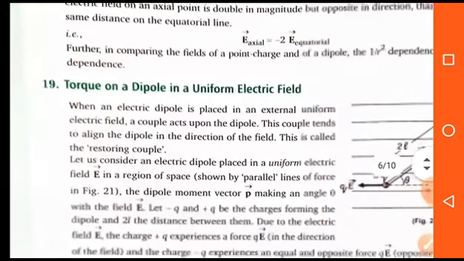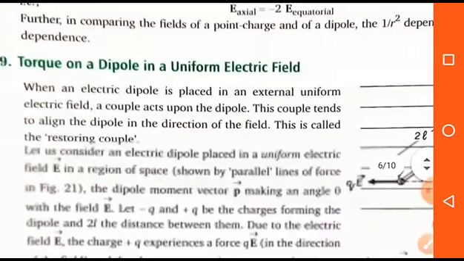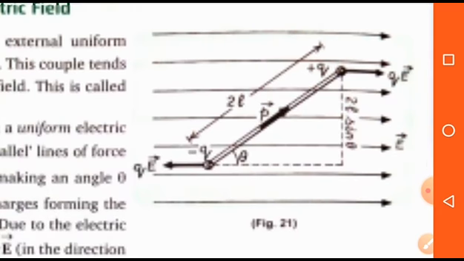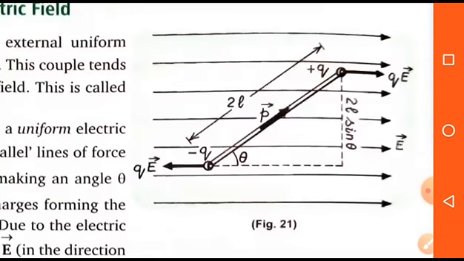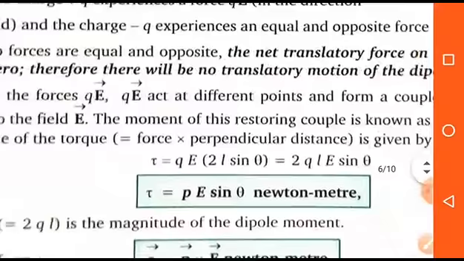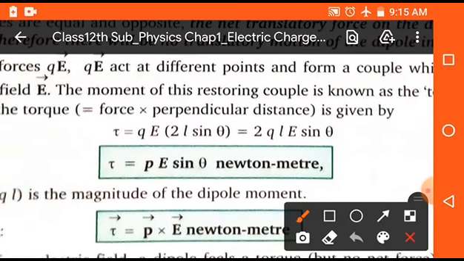Now the last topic of this chapter is torque on a dipole in a uniform electric field. So there is a diagram. In this diagram, a dipole is placed in the electric field, and when it is rotated by an angle theta, then a torque acts on that electric dipole. And we know that torque tau is equal to force into perpendicular distance. So we can write tau is equal to force into perpendicular distance, and the force is QE, and the perpendicular distance from the figure you can find is 2l sine theta.